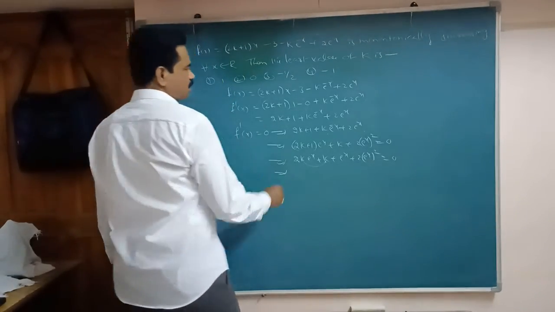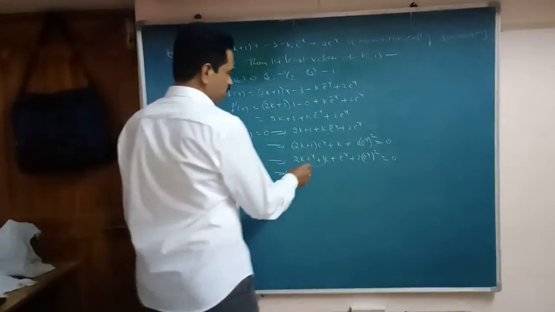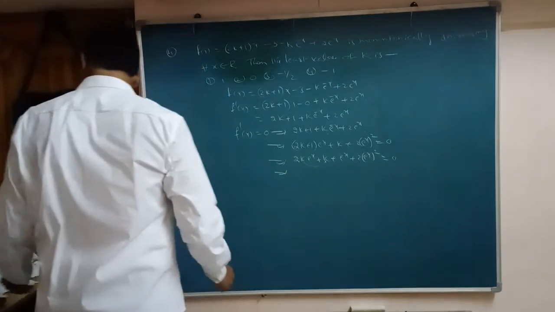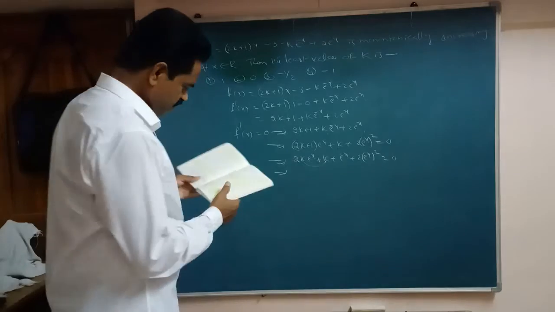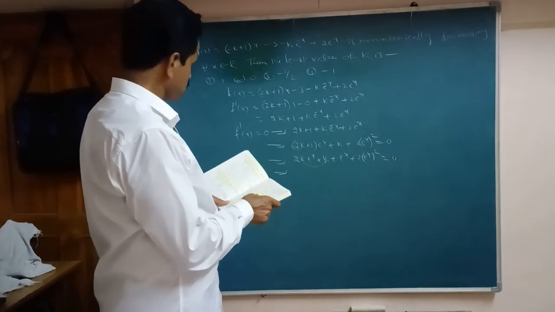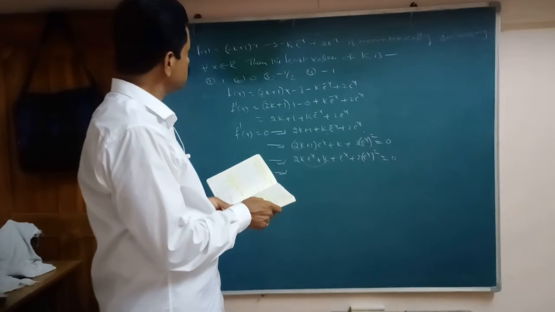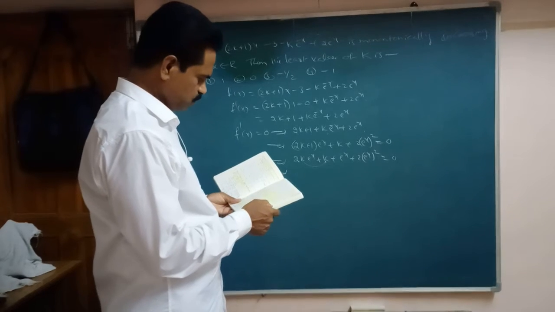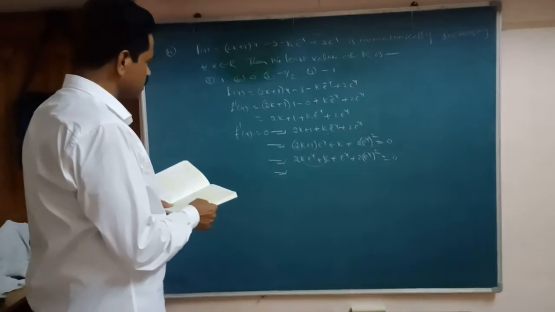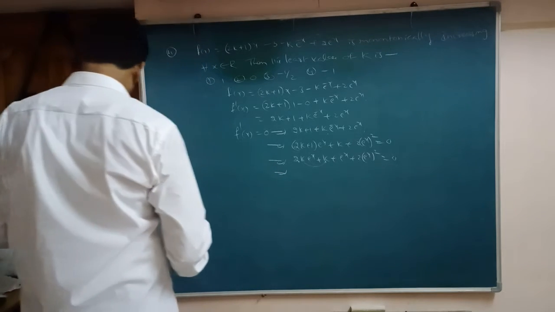Factors. Okay, first e power x. Once again, see what the function is. Check the function here: f of x equals (2k plus 1) into x minus (3 minus k) into e power x plus 2 e power x here. Okay.